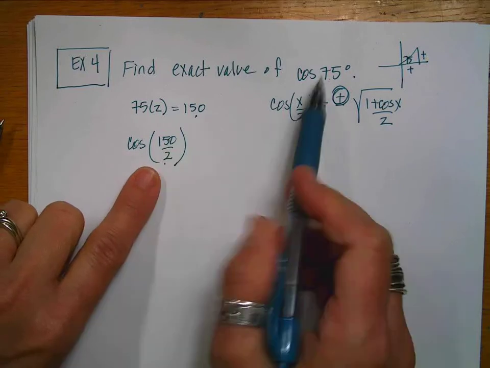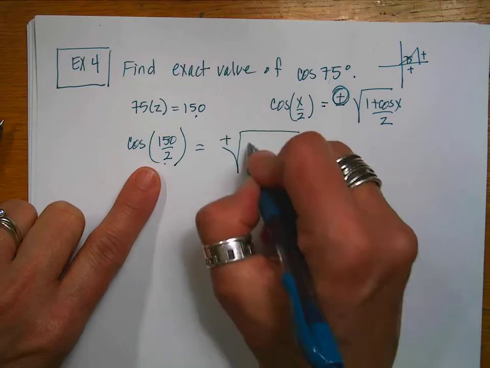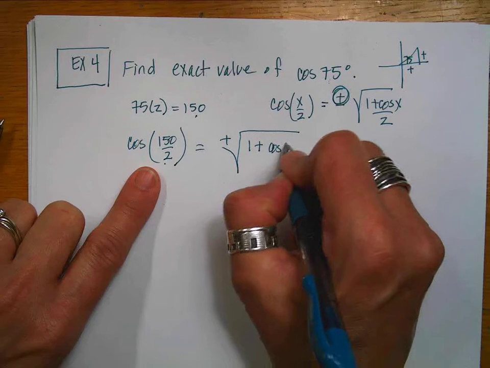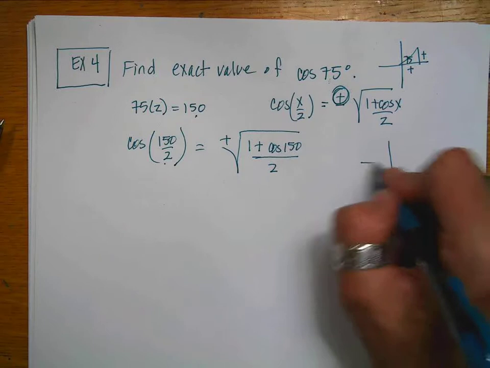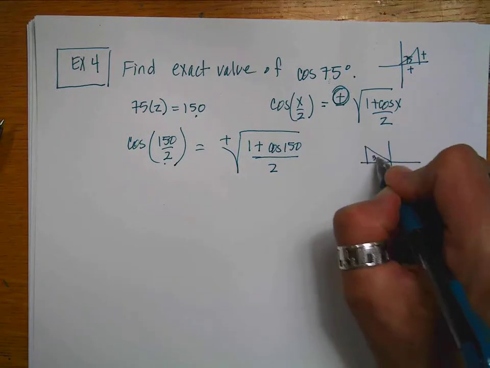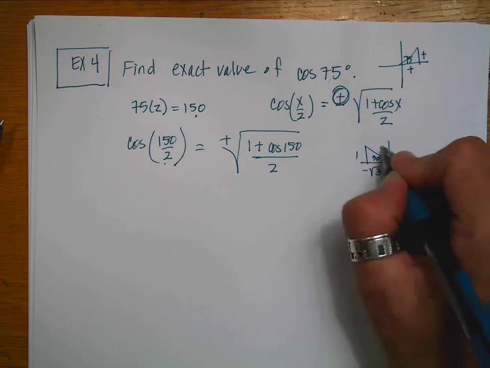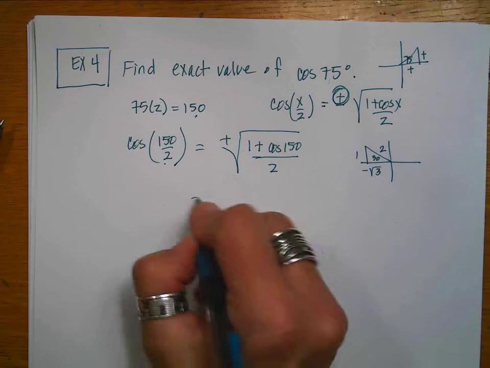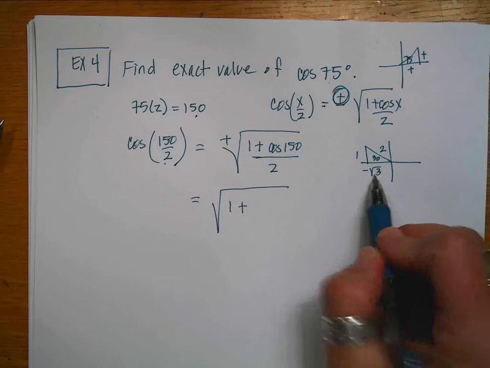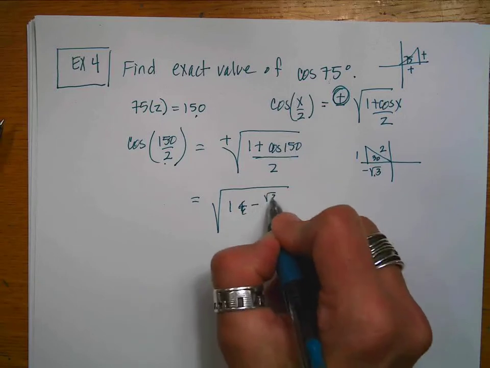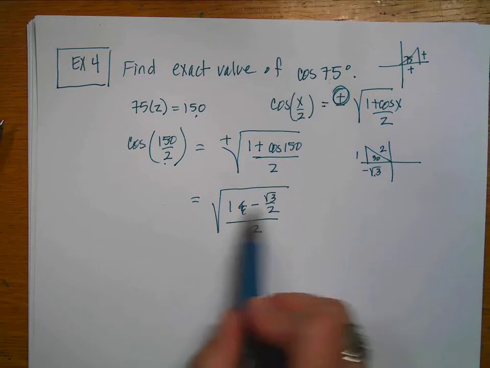So the cosine of 150 over 2, because technically that gives me 75, is going to be the positive root, and I'm going to have 1 plus the cosine of 150, over 2. Now I need to do my 150. 150 is here, so it's 30 degrees shy of 180. This is 1, negative radical 3, and 2. So then inside my radical, I have 1 plus the cosine of 150. I'm going to write it as negative radical 3 over 2, over 2.